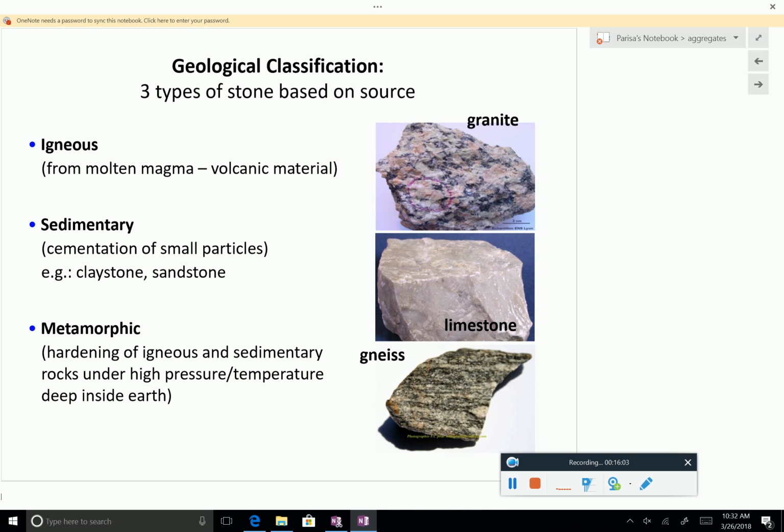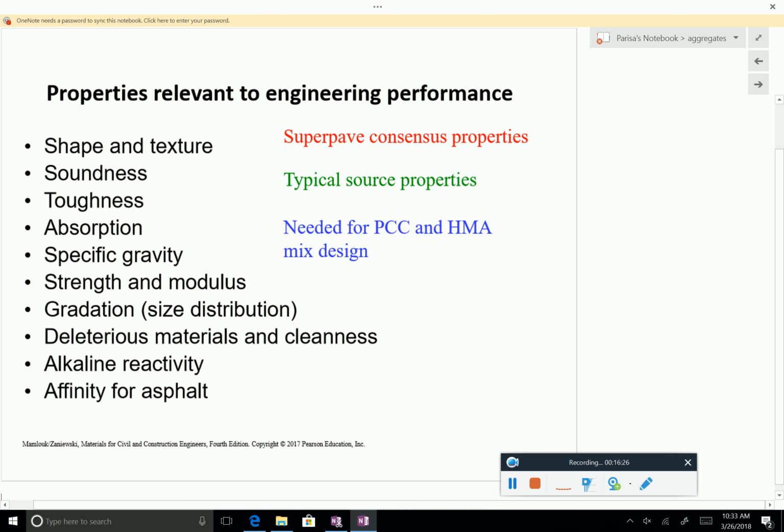Of course, the properties of aggregates will follow the properties of the parent rocks. You will see, for example, in asphalt concrete, it matters what type of asphalt you have to use depending on the source of your aggregates. That's one example of importance of the type of rock they are coming from.